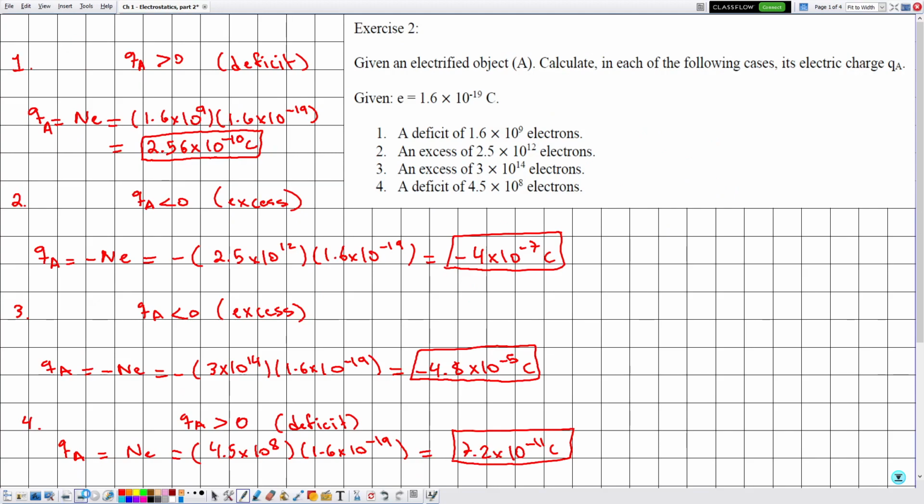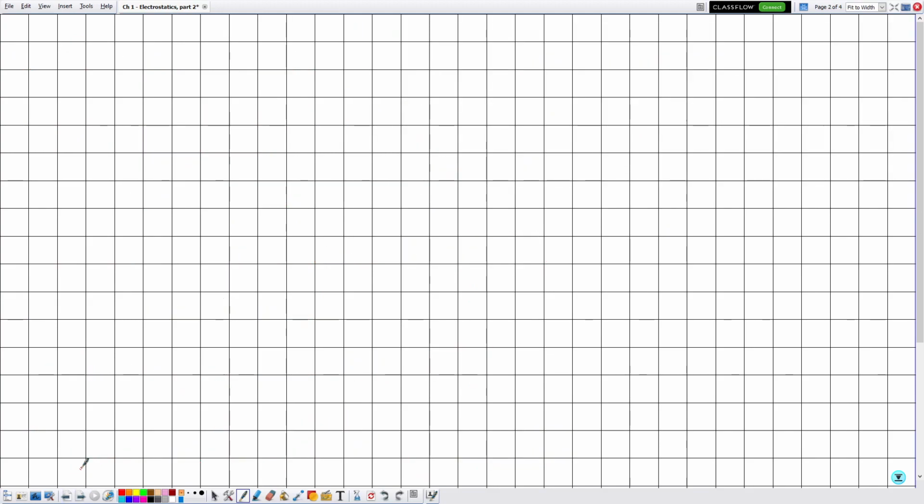And now let's move to the next section of this chapter, which is classification of materials, conductors versus insulators. Then let me write down. This is section number 5. So, classification.